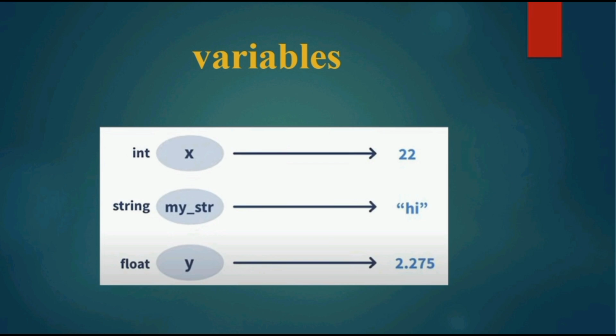Here Python takes automatically whatever value you give. So you can see here x equals 22, that Python takes automatically as an int variable, like the int data type. String equals hi, so you have given hi in double quotes, so the Python language takes it as a string automatically. So y equals 2.275, you don't need to mention it as a float. Python takes it automatically as a float number.